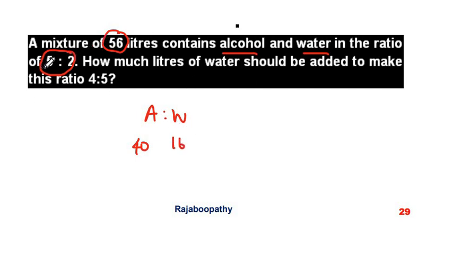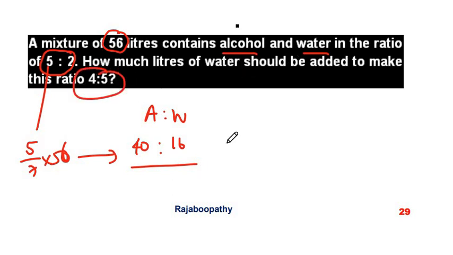Or you can find it straight away. Alcohol is 5/7 of 56, which is 40. Water is the remaining 2/7 of 56. So alcohol to water is 40 to 16. Now how much water should be added to make this ratio 4:5?